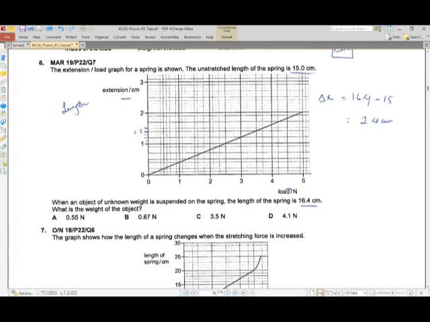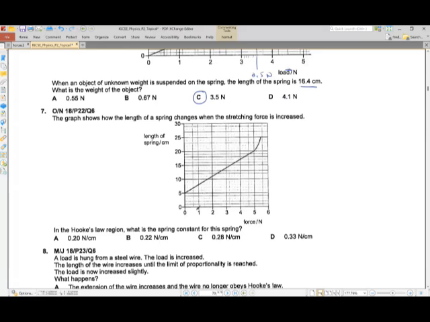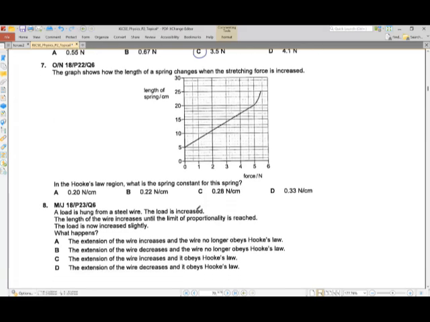So now we will see the corresponding load with this line. I hope you can see this. मैं color नहीं तो change कर लेती हूँ. Okay, so here is our corresponding load with this extension, which comes out to be 1, 2, 3, 4, 5, 3.5 newtons. ठीक है जी? So this is the correct option for it. Okay. Now moving on to question number 7.